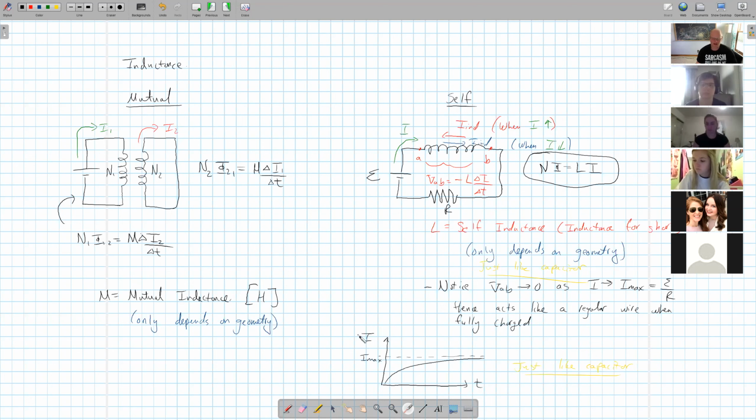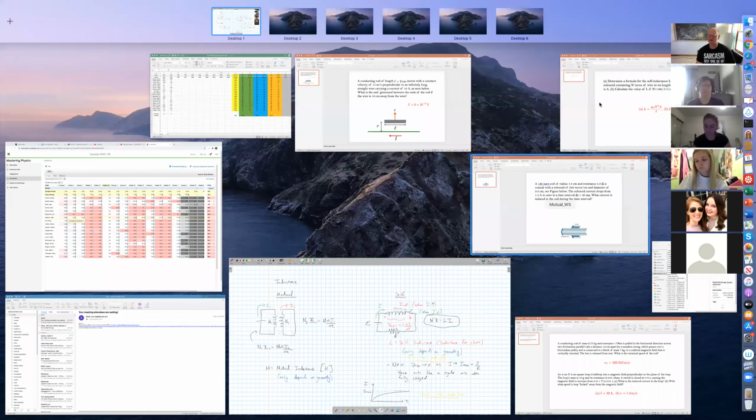At which case, again, it acts just like the capacitor. So remember, if I plotted the charge versus the time for the capacitor as I was charging it up, it asymptotically approached that of the maximum amount of charge. Okay? So this thing has a lot of similarities with the parallel plate capacitors that we talked about before. So let's do an example.